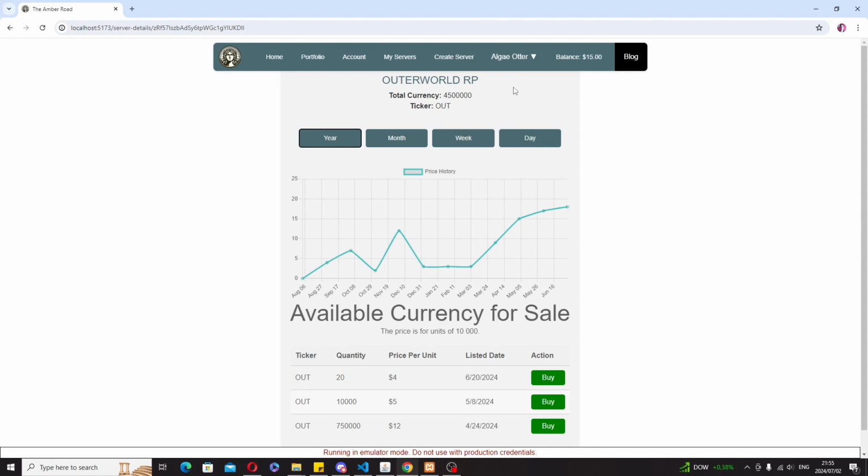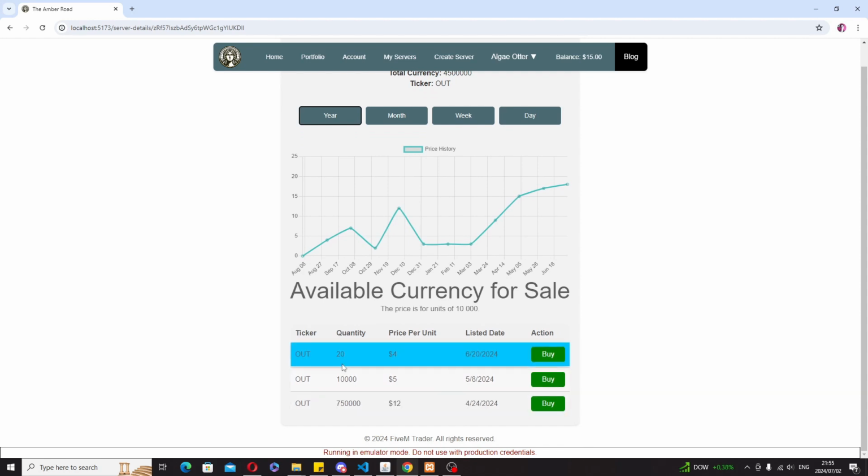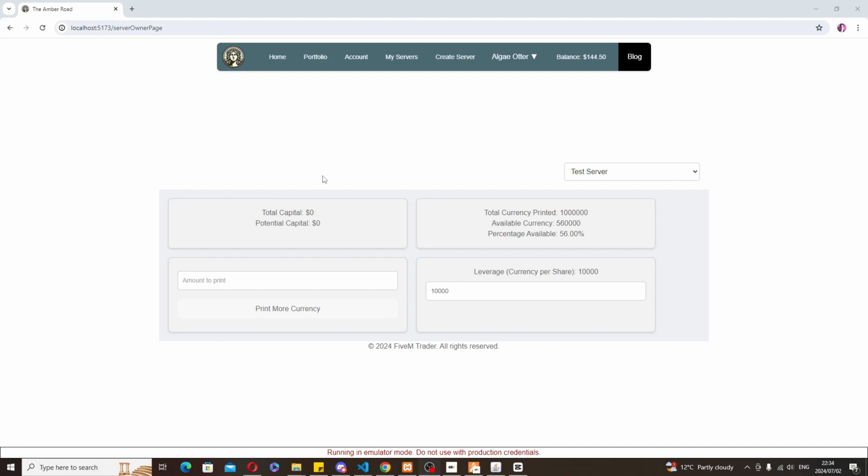And then, for instance, you still have the total currency over here, and over here is it listed all the assets for sale. Now, that's more for the players, not really for the server owners. Over here, we can go to my servers. So over here, this is just numbers, so you can keep stats about what's going on, but that's not important right now. Here you can adjust how many shares you want to print.